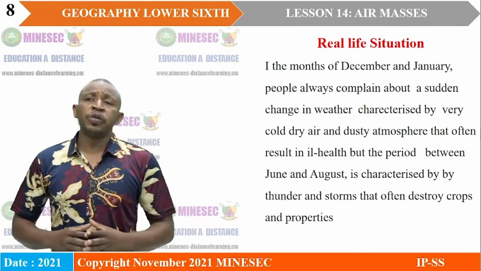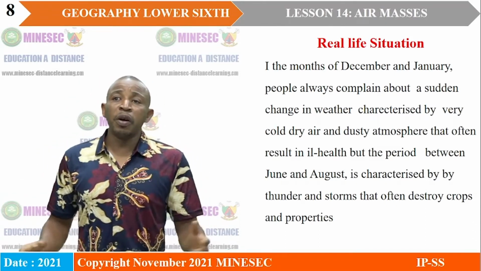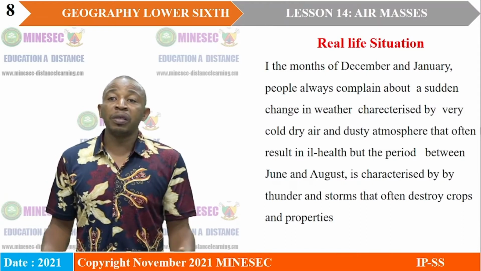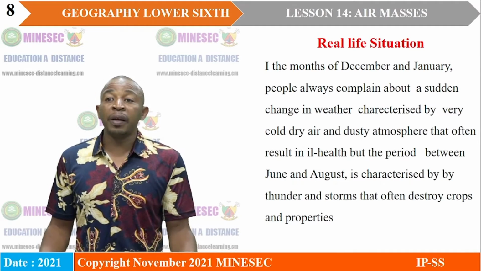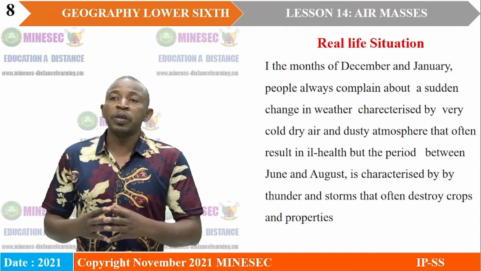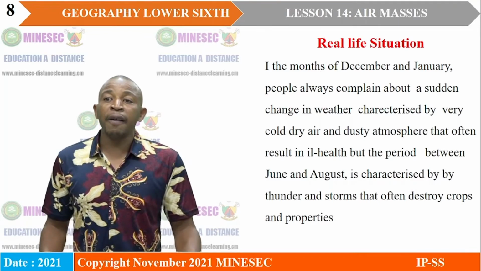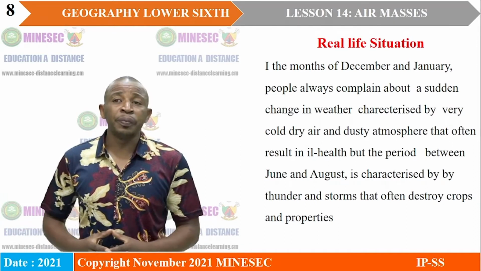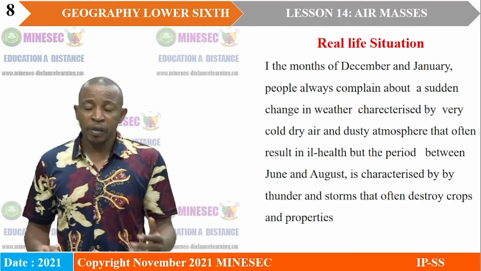Real life situation. Let us now look at the situation in real life. In the months of December and January, people always complain about a sudden change in weather characteristics by very cold, dry air or dusty atmosphere that often results in ill health. But the period between June and August is characterized by thunder and storms that often destroy crops and property. So that is a situation that we witness during these months.